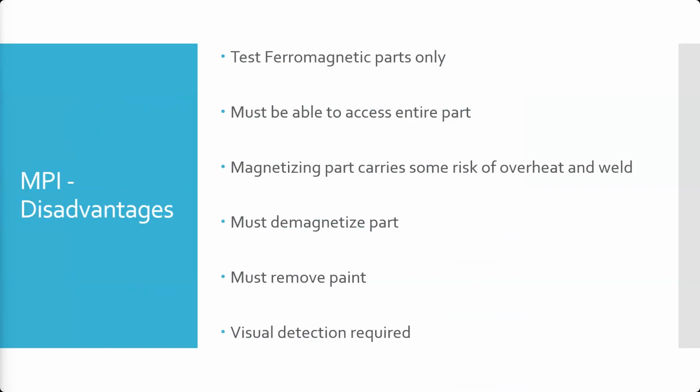When we're magnetizing a part, this carries some risk of overheat and/or welding. There's a couple ways there. When you run current through a part, whether AC or DC, you get a magnetic field. Magnetic fields can induce a current in a part. It can also cause a part or material to heat up. And this is how an induction furnace works.